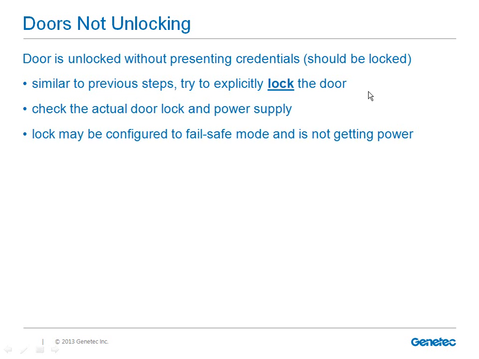We're going to see more about this in the wiring section, but another possible cause is the power supply for the lock. If the lock is configured for failsafe mode and the power to the lock is failing, the door will unlock. Failsafe basically means the door will unlock if there's no power going to the lock. Take a look at the power supply and the wiring to the unit to make sure there's no faults there.